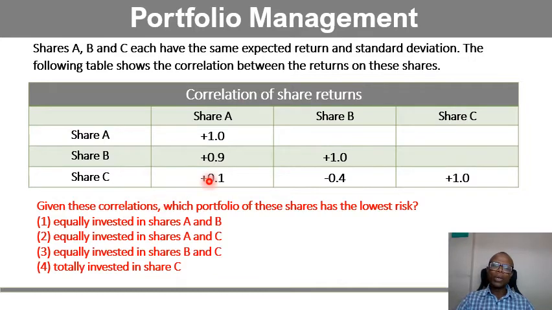Using that theory, we have a question here which says, shares A, B, and C each have the same expected return and standard deviation. The following table shows the correlation between the returns. Shares A and B have a correlation of plus 0.9, A and C plus 0.1, and B and C minus 0.4. Given these correlations, which portfolio of shares is the lowest risk? Is it A and B, A and C, or B and C? Using the theory of correlation which we just spoke about, which one would be the ideal portfolio?